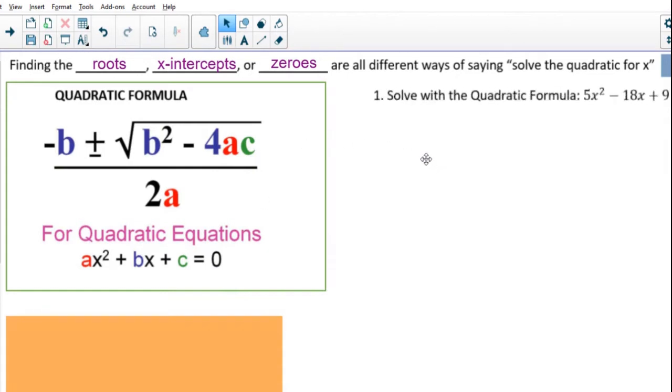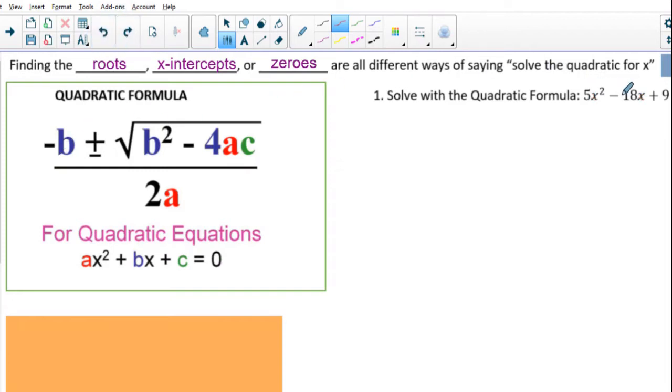So let's look at an example here. My first example, I'm saying solve this with the quadratic formula. We're just going to use this over here. And the a, b, and c here are 5, negative 18, and 9. So a, b, and c is just referring to those numbers. Don't look at the x's, don't look at the variables. We're just looking at the numbers, the coefficients, and we're going to plug these into the formula.